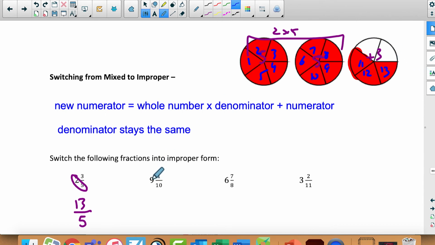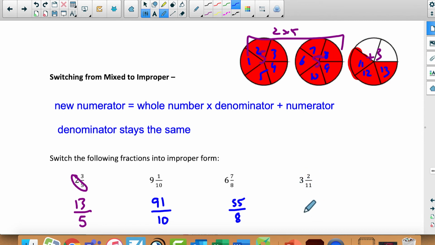Next one, multiply the whole number by the denominator. 9 times 10 is 90, plus 1 is 91. So again, that's like there's 9 wholes, and each whole has 10 pieces. So 9 times 10 is 90, and you have 1 extra. That's the 91. Pieces stay the same size. They're still tenths. This one as well. Pieces stay the same size. They're eighths. You have 6 wholes. Each one of them has 8 pieces in it. So 6 times 8 is 48. Add 7 more. You're up to 55.